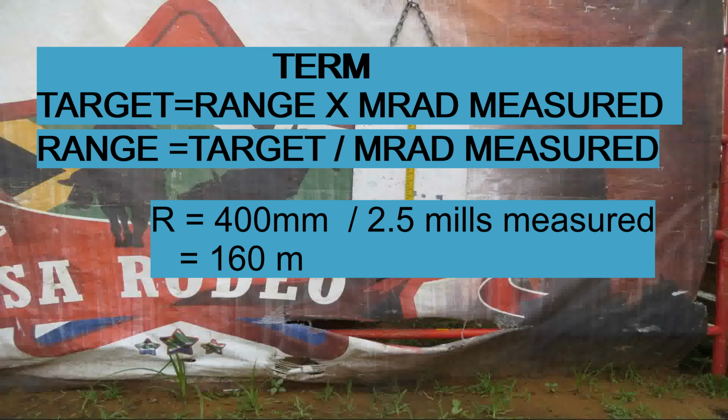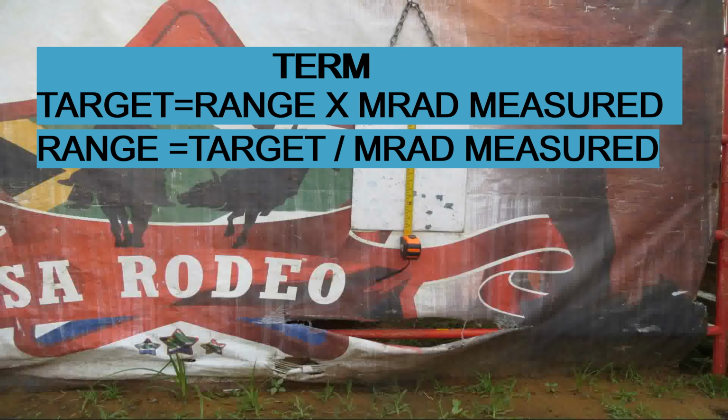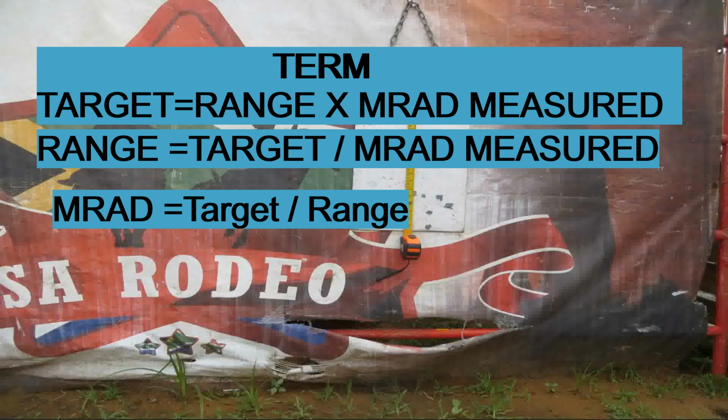So as you've seen, using the MILLIRAD is very easy. I mean, 1 milliradian at 100 meters is 100 millimeters, and so 1 milliradian at 200 meters is 200 millimeters. 1 milliradian at 253.65 meters is 253.65. That makes it very, very easy.